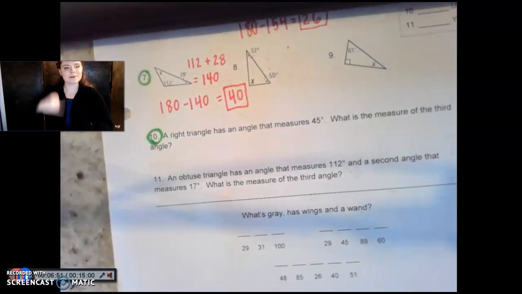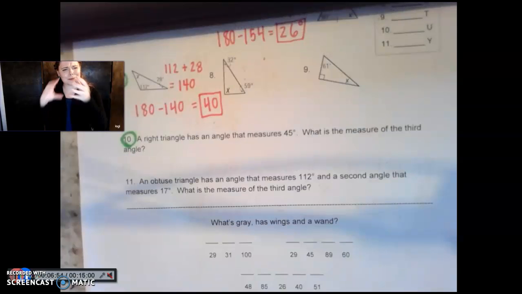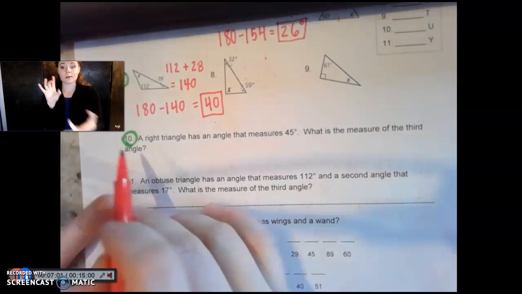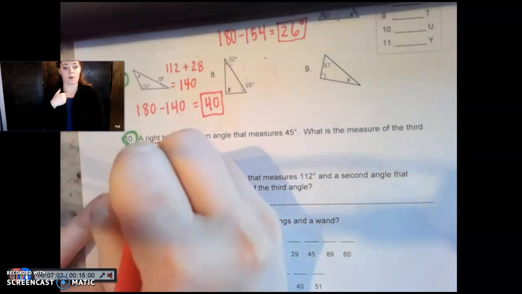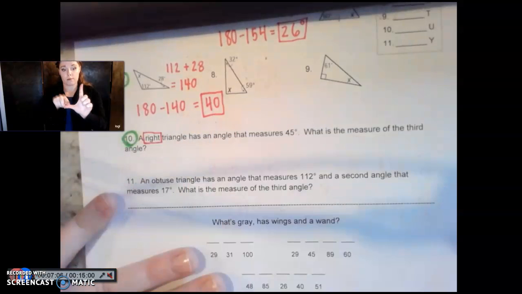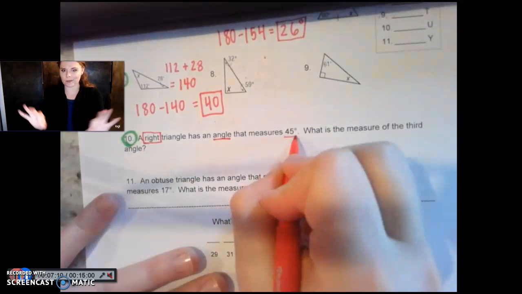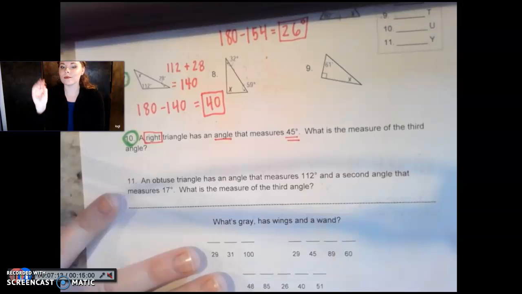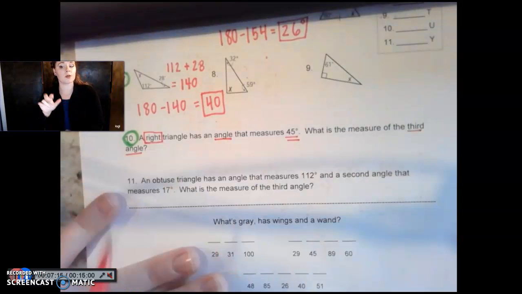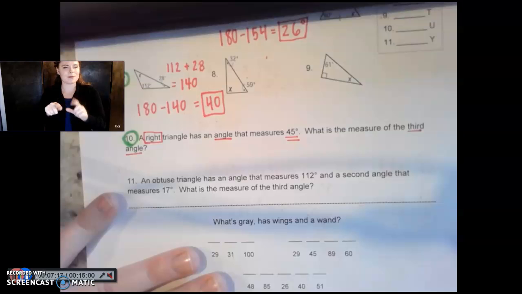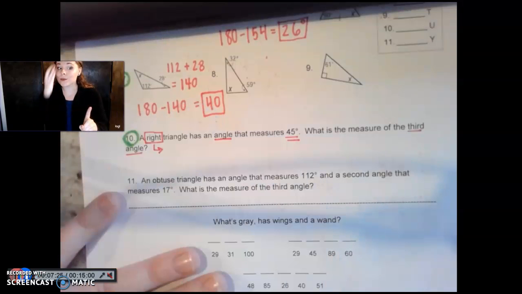Our last example is what happens if we have a word problem. When we read word problems, we should underline and circle things that we know are important to the subject. A right, that's important, triangle has an angle, that's also important, that measures 45 degrees. What is the measure of the third angle? We're going to try to do the same 2 steps here. Do we have 2 angles to add together? Technically, no. But what do we know about a right triangle?